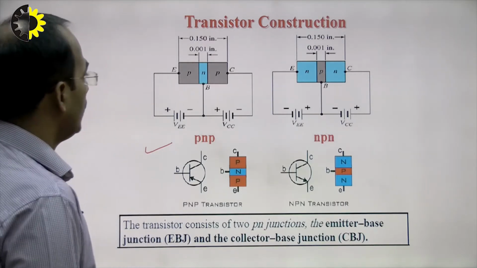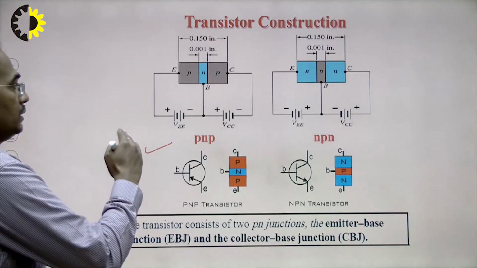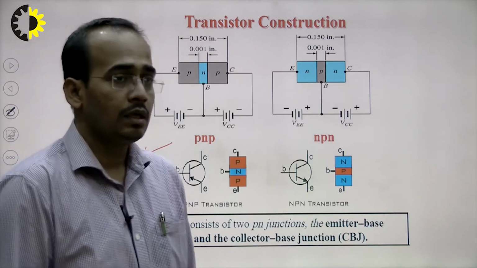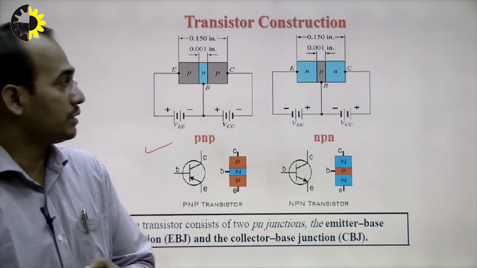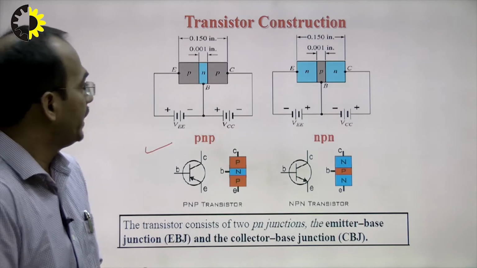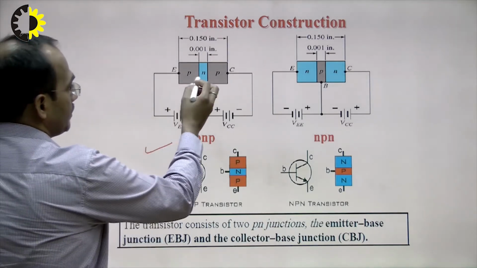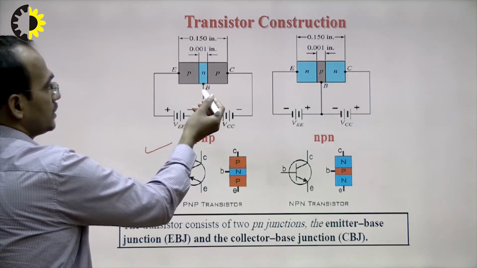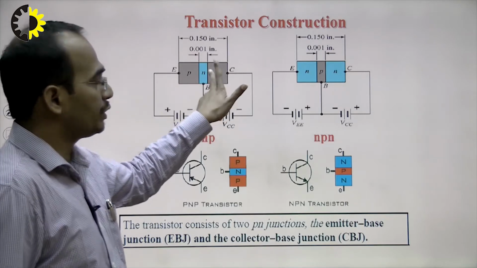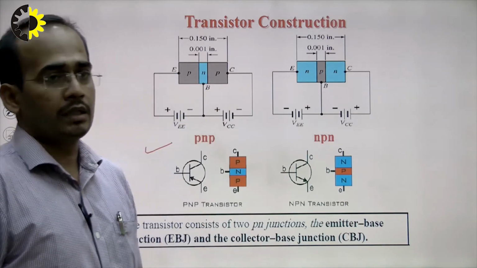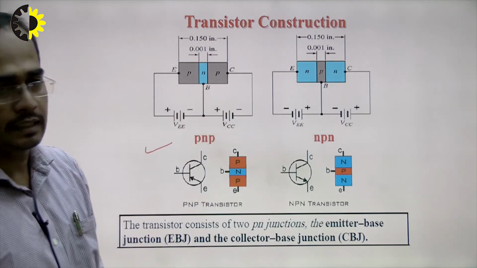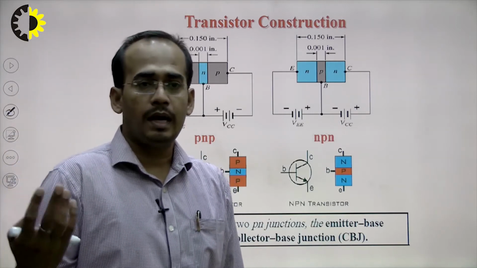So, how will I define the direction of the emitter current? Whenever I use this transistor as an amplifier, consider the PNP transistor: this is the emitter, this is the base, this is the collector. There are two PN junctions, one between base and emitter and another between collector and base. I will make the emitter base junction forward bias and the collector base junction reverse bias to operate this transistor in active mode, or as an amplifier.